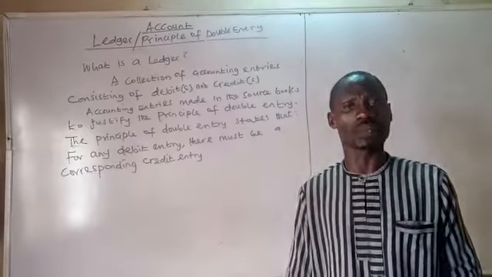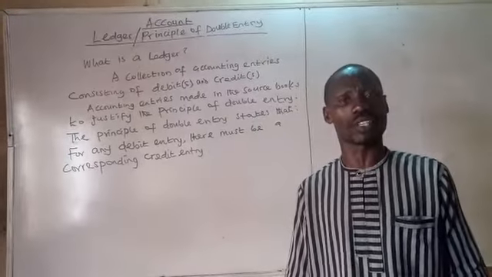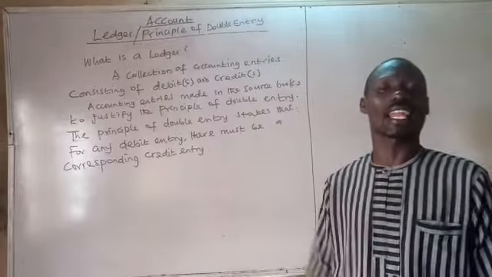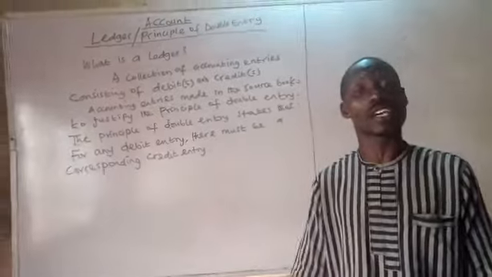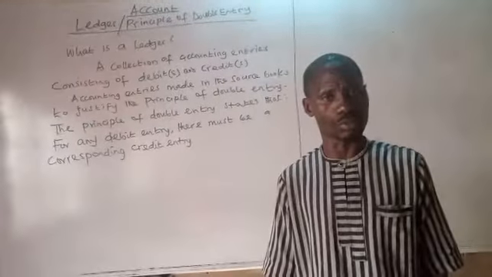The principle of double entry system states that for any debit entry there must be a corresponding credit entry. But a ledger is an account, a book of account that maintains individual accounting transactions.